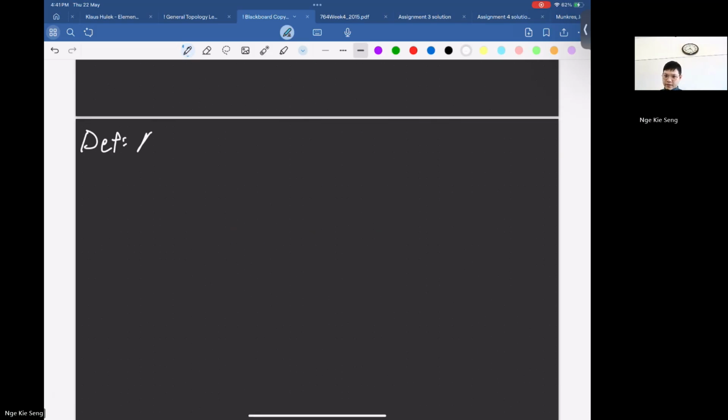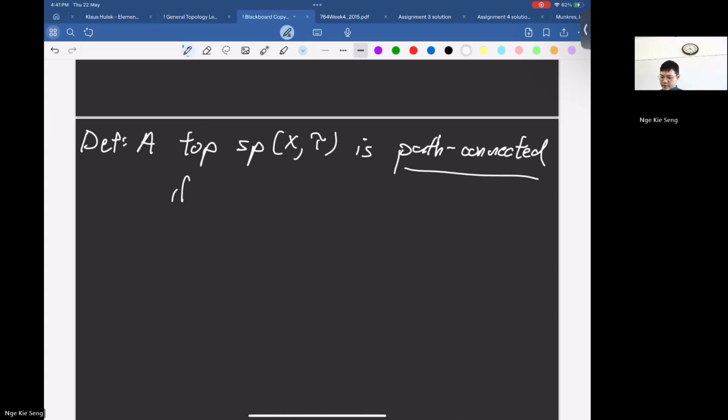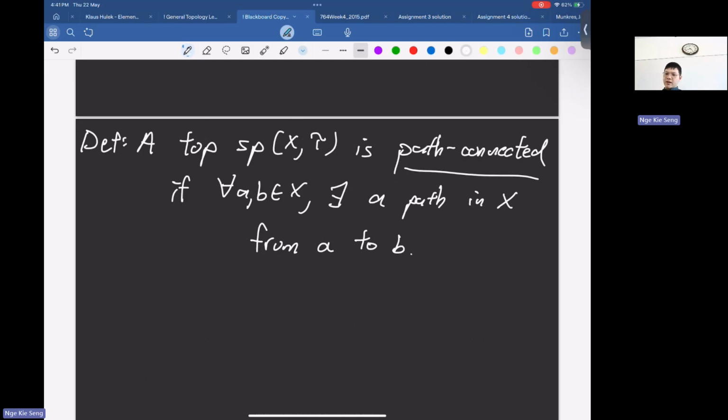Definition: we say that a topological space (X, T) is path connected if for every A, B in X there exists a path in X from A to B. Meaning, for every two points in this space, you should be able to find a continuous function from the closed [0, 1] interval into X.